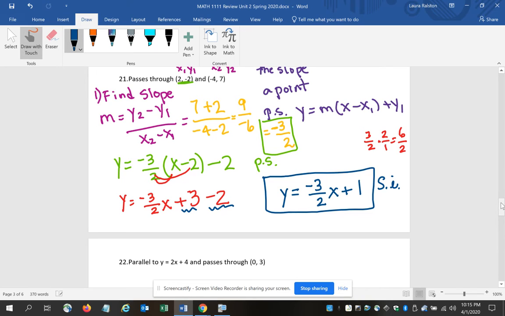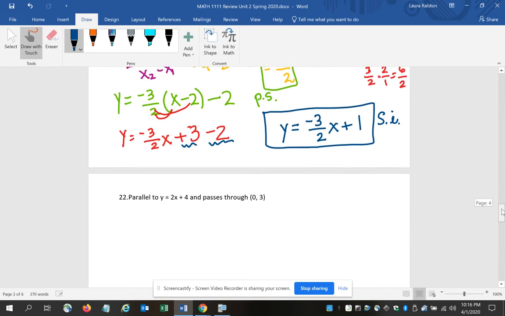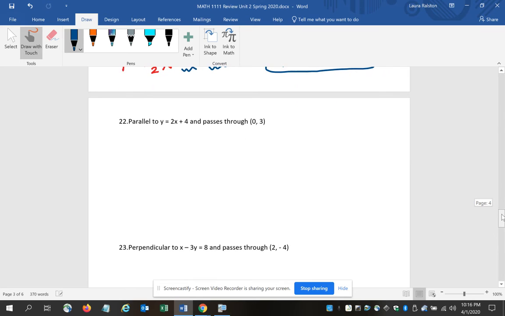Guys, with these linear equations, you're going to be running into a lot of fractions. Please, please, please use your calculator.